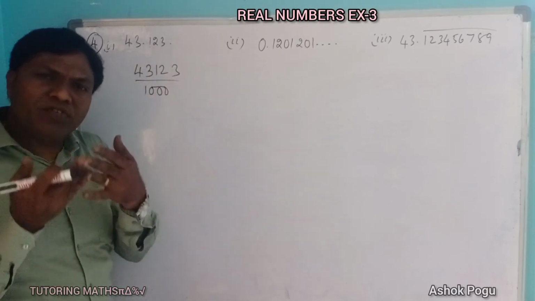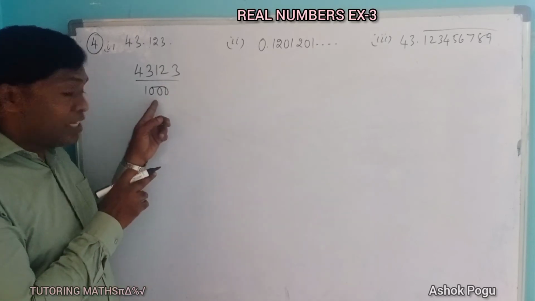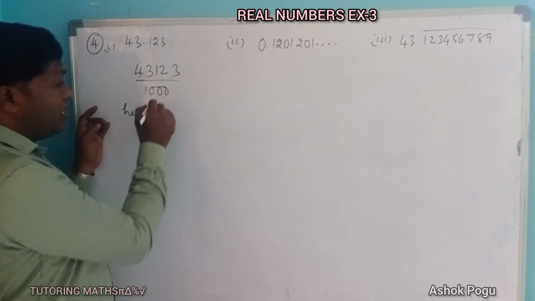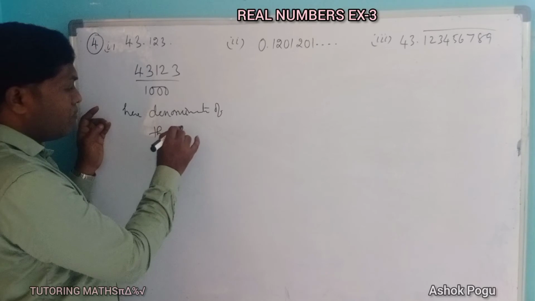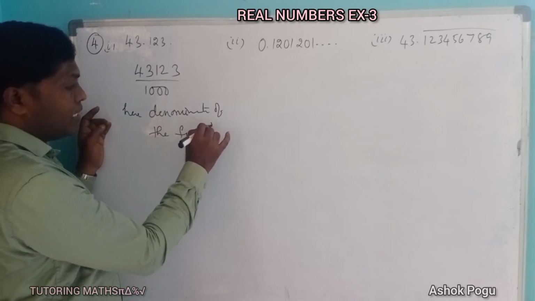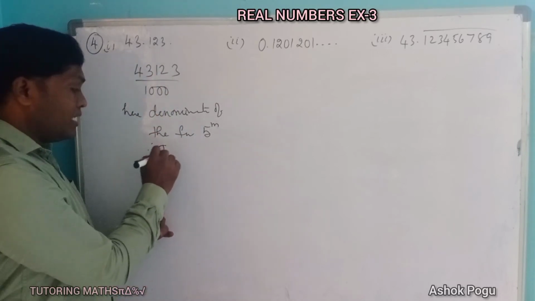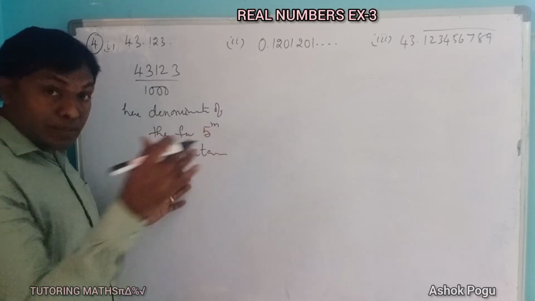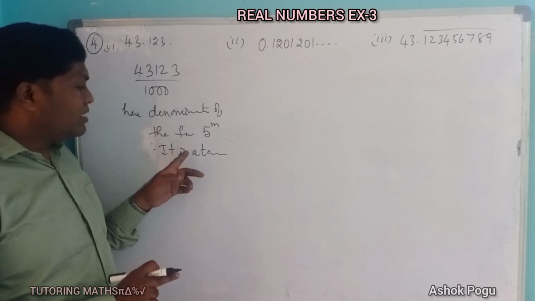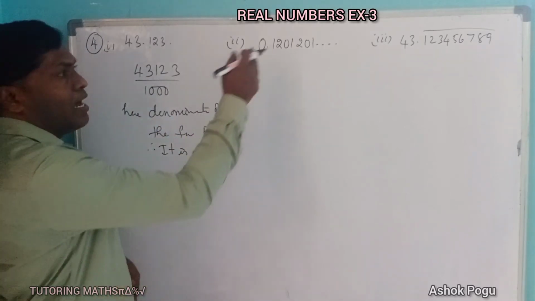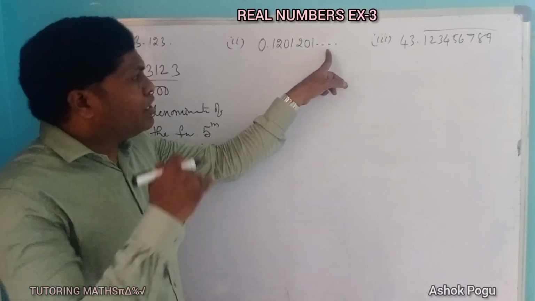Now it is very clear that it is a rational number, and moreover the denominator here is of the form 5 power m. So therefore it is a terminating decimal. You can write what is your answer? It is a rational number, and also the denominator is in the form of 5 power m, therefore it is a terminating decimal.